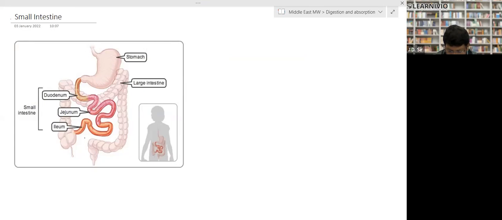The small intestine is called small because its diameter is small. It is not small in length. Actually, its diameter is small, that's why we call it the small intestine. Full stop. It is 6.25 meters in length. Full stop.